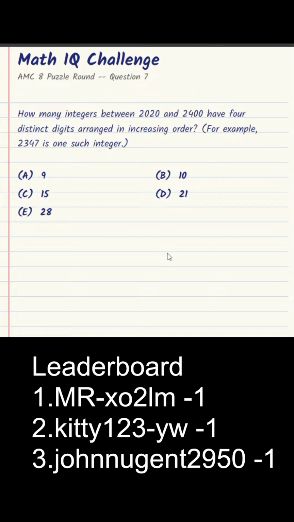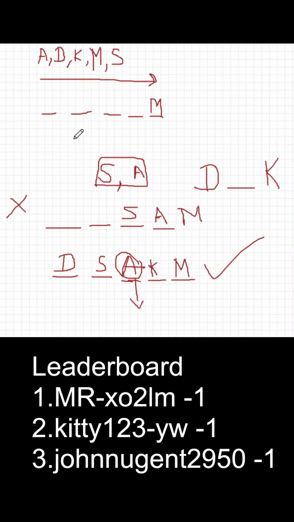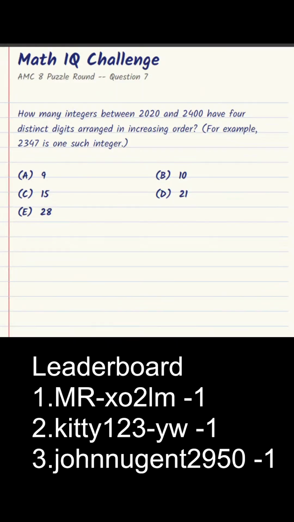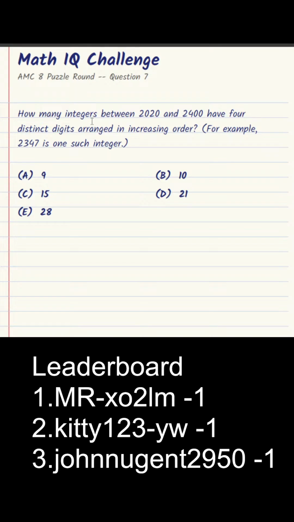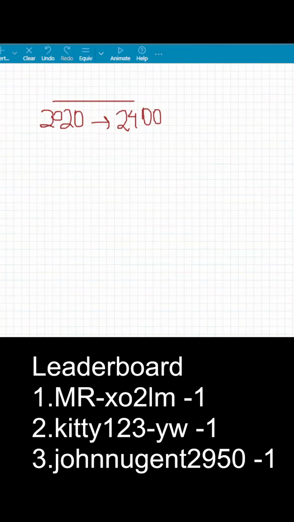Okay, so let us do the solution of this question. It is a tricky question, so let us solve it. We are given two integers, 2020 and 2400. All the numbers lie between these two numbers, and they should have four distinct digits in increasing order. The first digit has to be 2 because the number lies between 2020 and 2400. So it can only be 2.